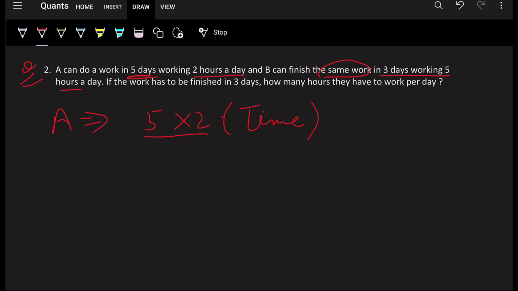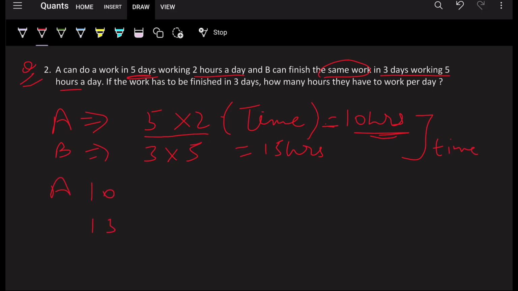So in 5 days, how many hours will be there? It will be 5 into 2, which is equal to 10 hours. Okay, so for A this will be 10, and for B it will be what? 3 into 5, which is equal to 15 hours. So this is the total time taken. Now 10 and 15 for A and B.